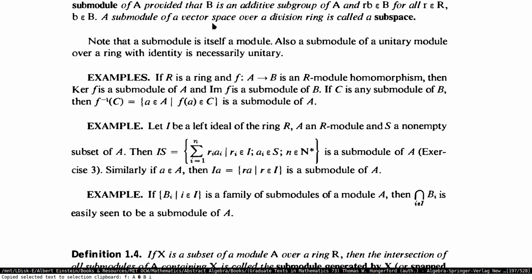Just like you have in group homomorphisms and ring homomorphisms. And you can also have the pre-image of a submodule. So if C is a submodule of B, then F inverse of C is all the elements from A that get mapped to C, right? So that's also a submodule, and it is very analogous to the concept of pre-image.